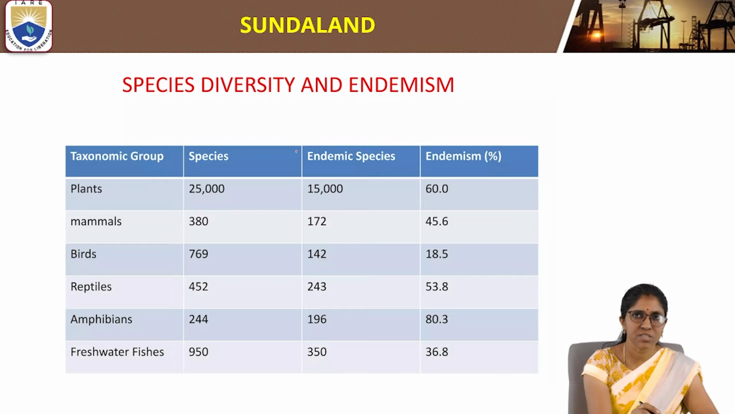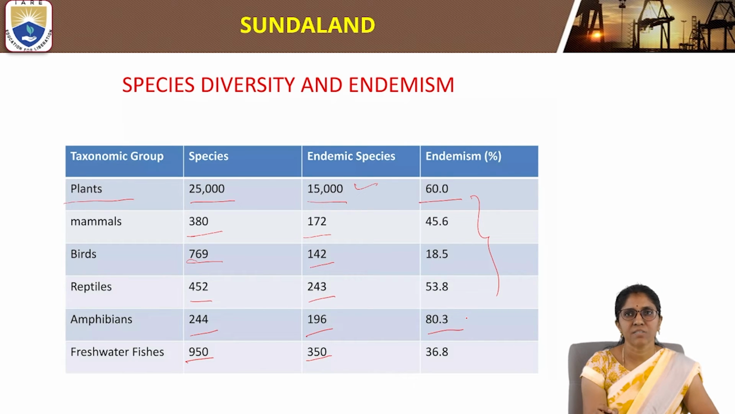Here are the species diversity and endemism. In the region, we have 25,000 species of plants, 380 species of mammals, 769 birds, 452 reptiles, 244 amphibians, and 950 freshwater fishes. Looking at the endemic species, plants have 15,000, mammals 172, birds 142, reptiles 243, amphibians 196, and freshwater fishes 350. In terms of endemism percentage, plants have 60 percent, whereas amphibians have the highest at 80 percent.